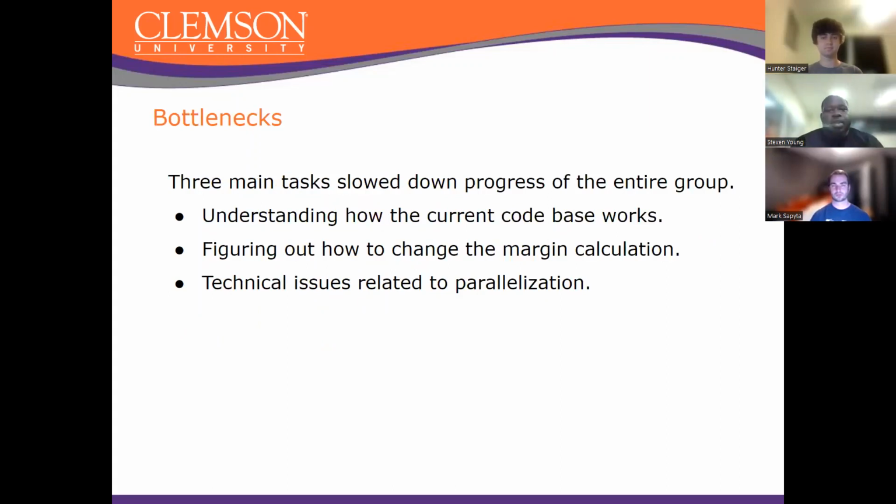The three main things that slowed us down were understanding the code that GE engineers wrote before, figuring out how to change the margin calculations so that we get more prompt trigger, and the technical issues we had, which were just figuring out how to use parallelization in the code.